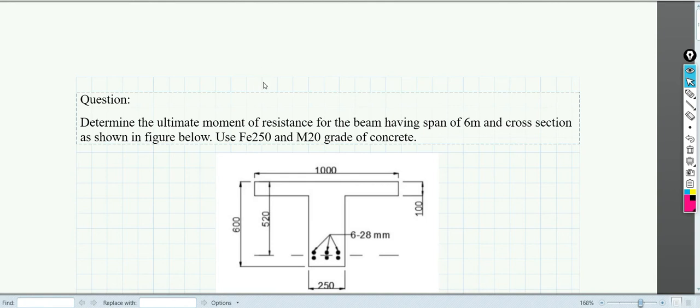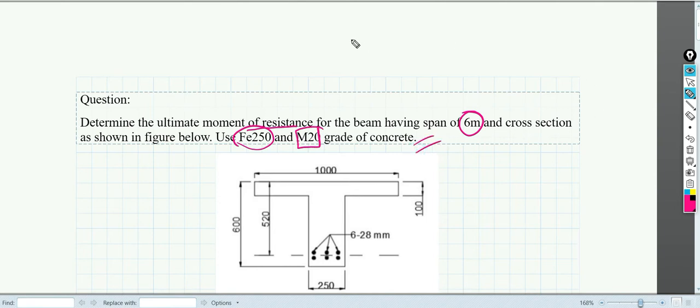Hello everyone. So today we are going to discuss how to analyze a flange beam. For this we have taken one problem. The problem states like this: determine the ultimate moment of resistance of a beam having a span of 6 meter and a cross section as shown in the figure below. Use Fe250 grade of steel and M20 grade of concrete.